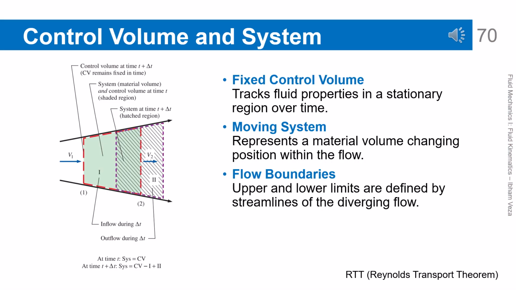Control volume and system. RTT. A control volume is a fixed region in space through which fluid flows. A system is a collection of fluid particles moving with the flow. The upper and lower boundaries of the control volume can be defined by streamlines. RTT links the change of system properties with the flow across the control volume boundaries. This representation helps visualize the difference between the two approaches.